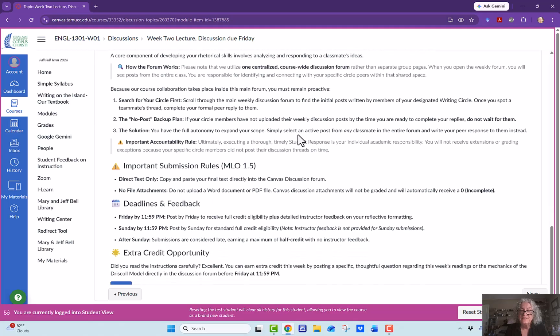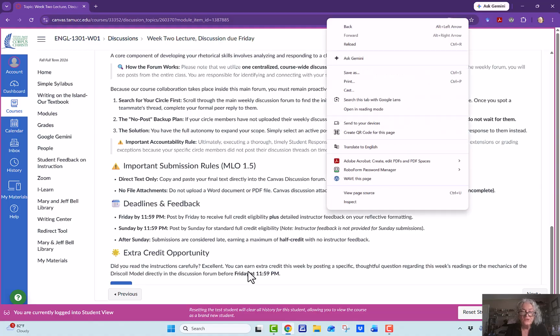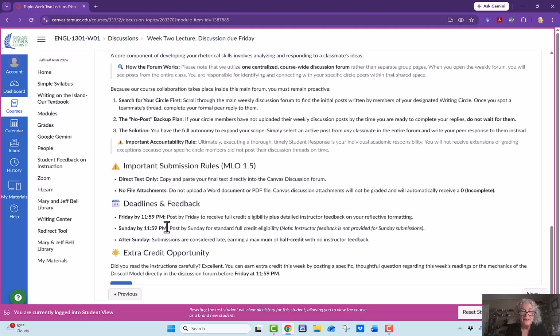And copy and paste into Canvas, no file attachments. And then extra credit opportunity and our submissions and feedback guidelines.